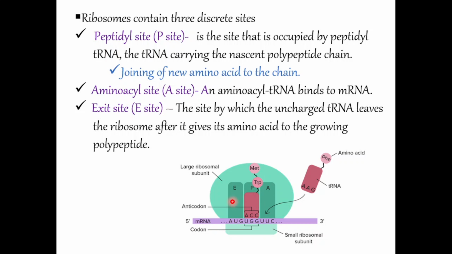E site is the exit site. It is the site at which uncharged transfer RNA leaves. It is removed. It passes away. So it is the site by which uncharged transfer RNA leaves the ribosome after it gives its free amino acid to the growing polypeptide. That is a site on a given ribosome: A site, P site, and E site.